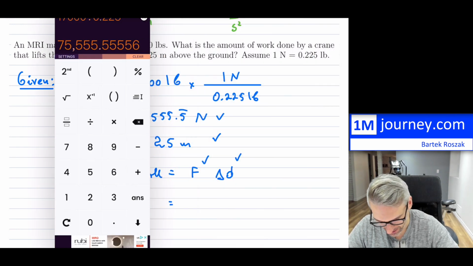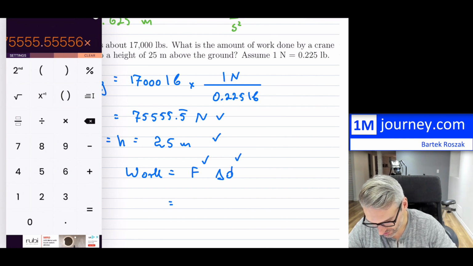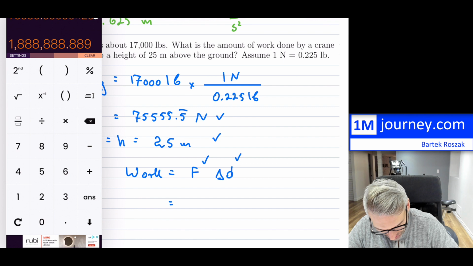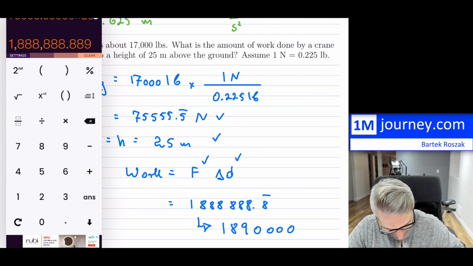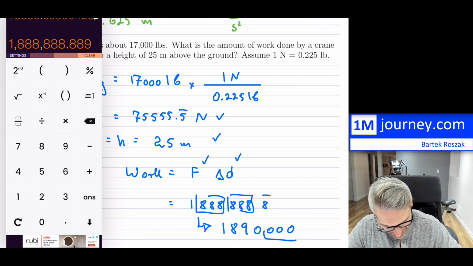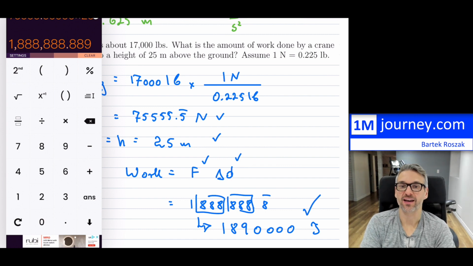So I already have this on the calculator, and I'll just multiply it by 25, and we're going to get 1.8 and so on. It's quite a lot of work. There's a bunch of 8s there, as you can see. Now I'm going to round this off to 3 significant figures, so it's going to be 1.89 times 10 to the 7, and I just want to make sure that I have 3 significant figures. That's correct. So that's how many joules of work were needed in order to lift this thing up. That is it for this example.